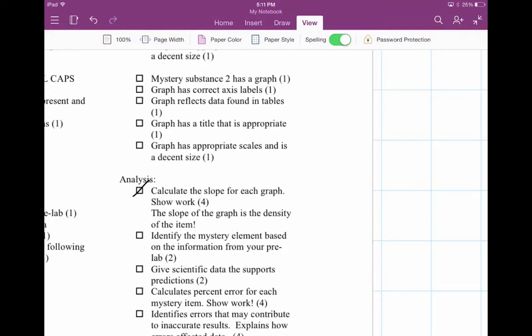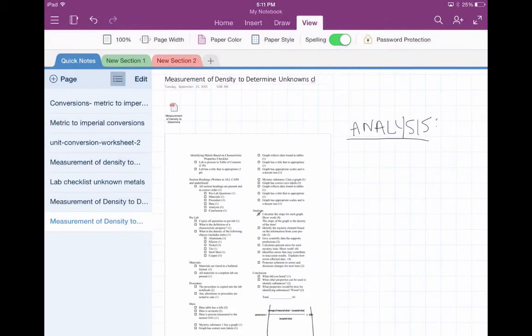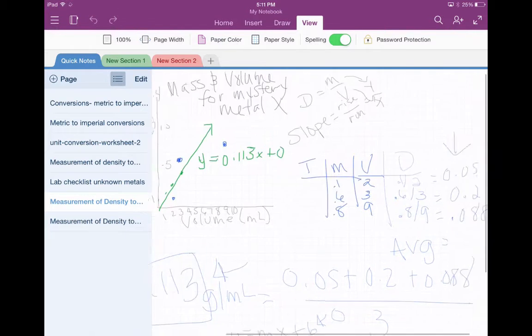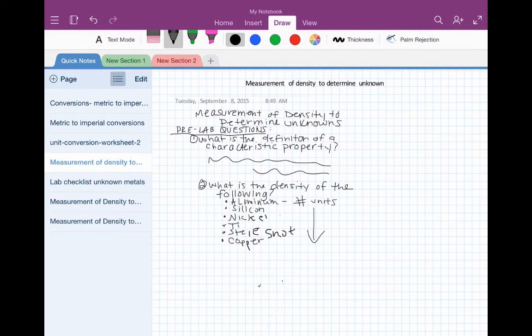The next thing that it's going to ask us to do is identify the mystery element based on information from your pre-lab. So if we go back to this work that I did in the last one, my fake mystery element had a density of 0.113 grams per milliliter. If we look back at our pre-lab, we would compare that to the known values of these things here. So whichever one of these is closest to 0.113 is what I would put for what I think it is.